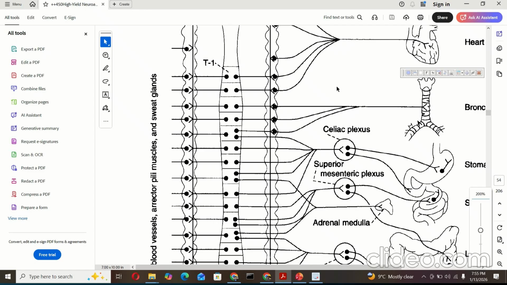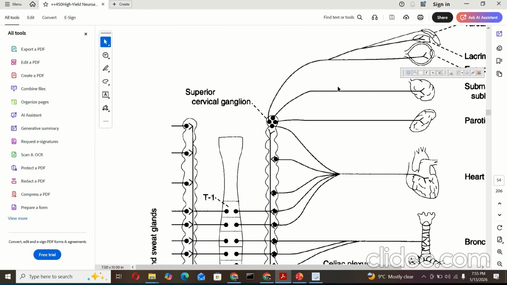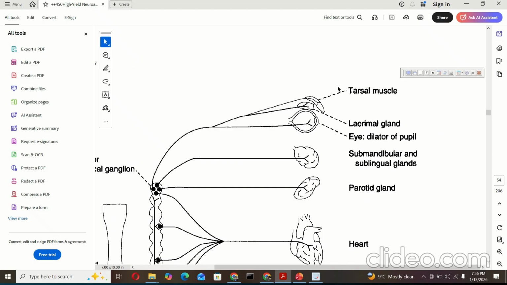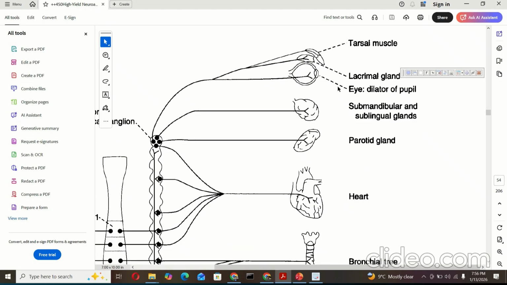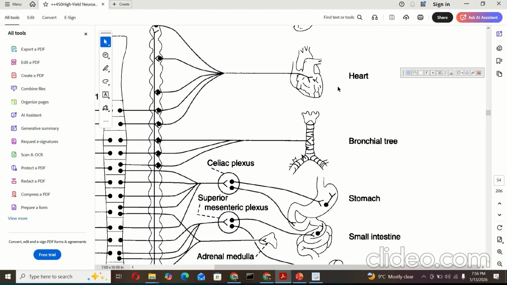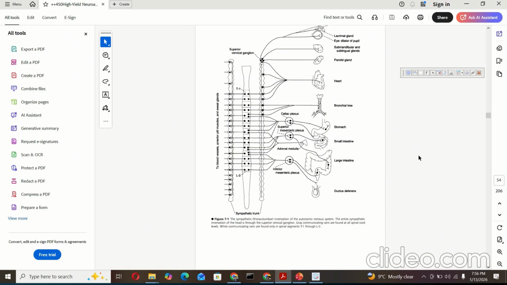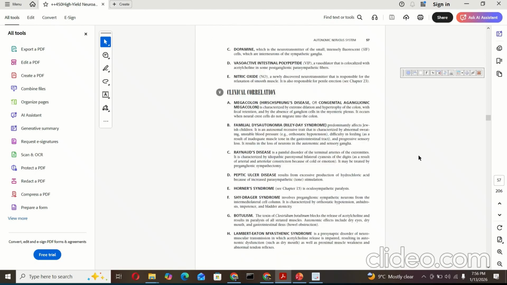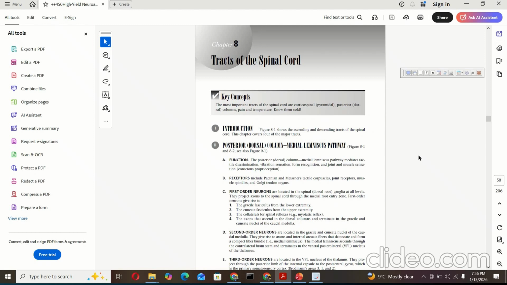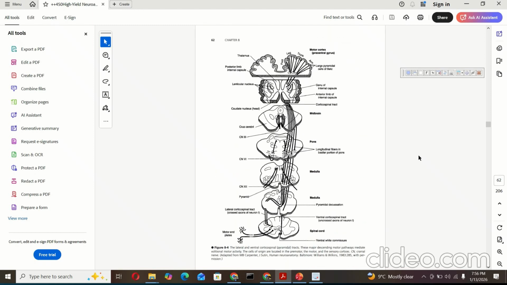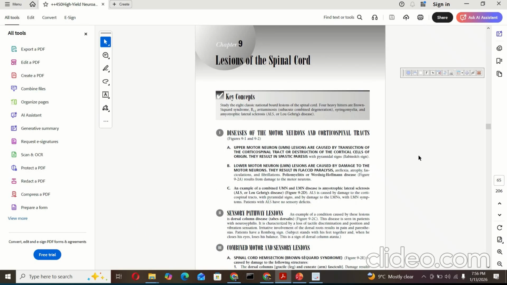It is the autonomic nervous system that supplies the eye, glands, heart, bronchi, stomach, small intestine, large intestine, ductus deferens, which is part of the urinary system, and bladder. These are the tracts of the spinal cord. Later we will discuss the next chapters.